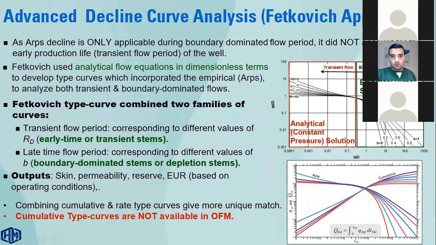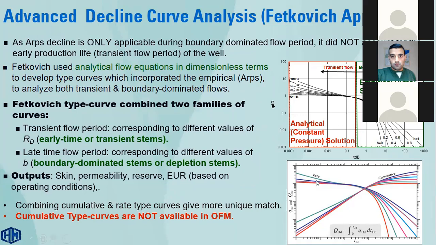The second group, during the boundary-dominated flow, is the empirical or Arps solution, dependent on the value of b, or hyperbolic exponent, as you can see from 0 to 1. The main outputs of advanced decline analysis are the reservoir parameters like the reservoir permeability and skin, the reserves, and finally the EUR, or estimated ultimate recovery.